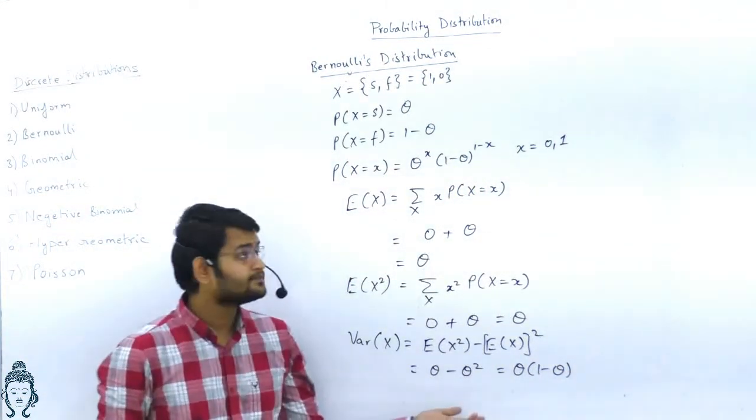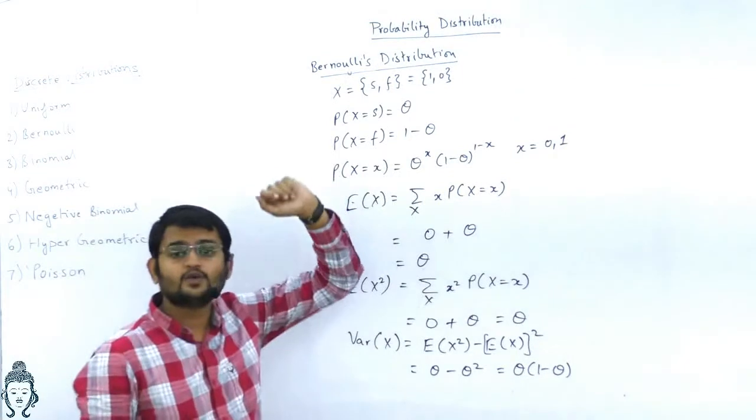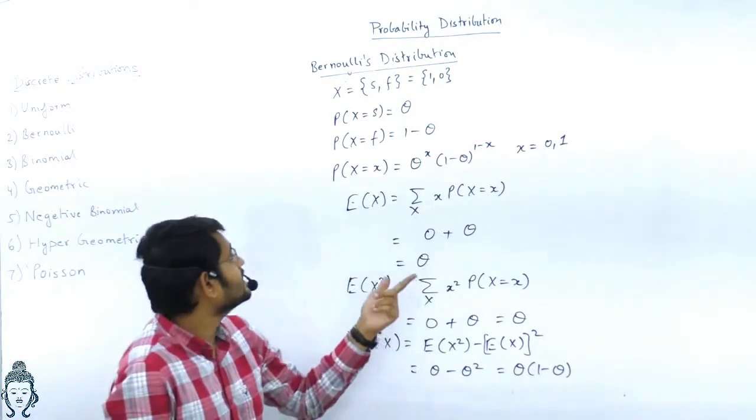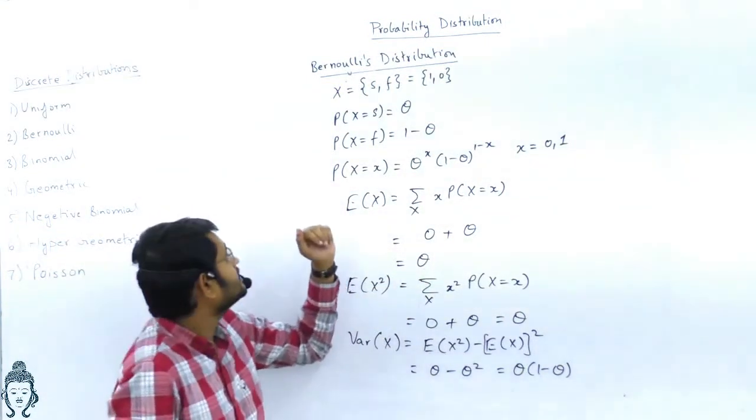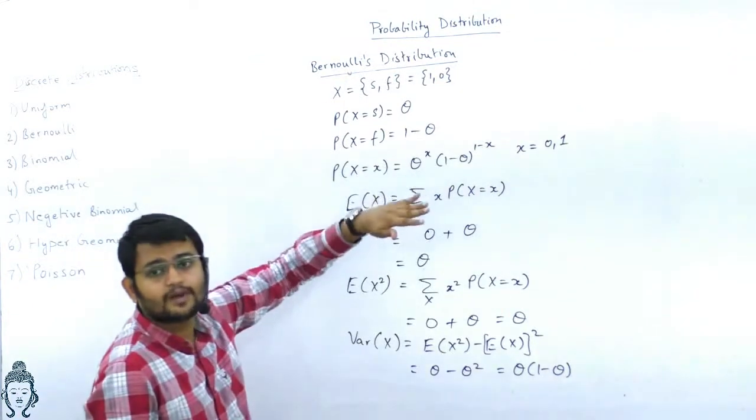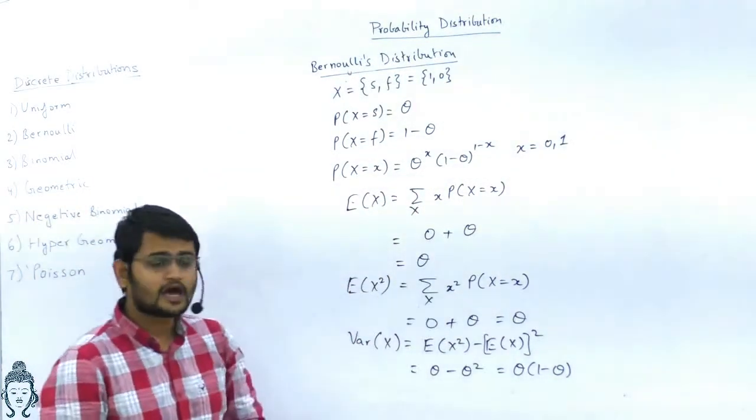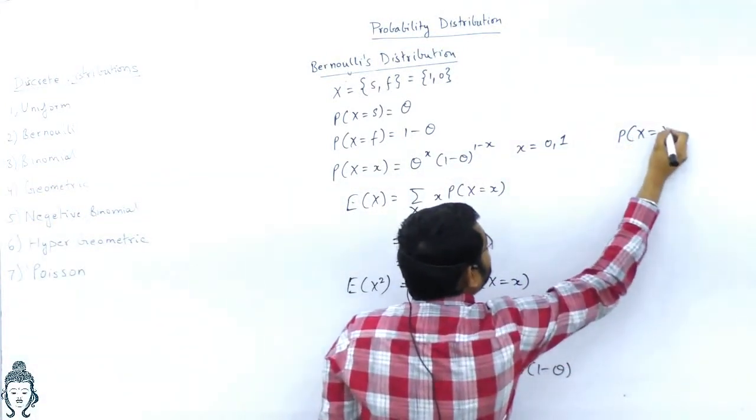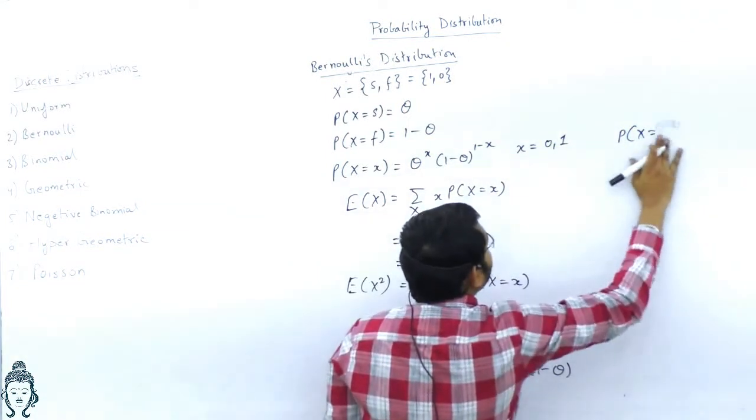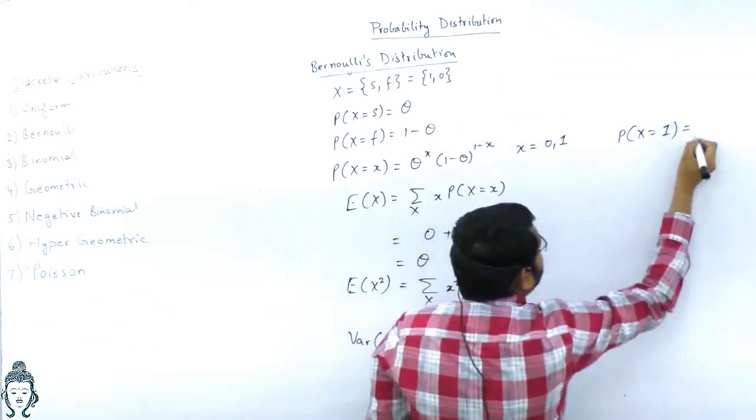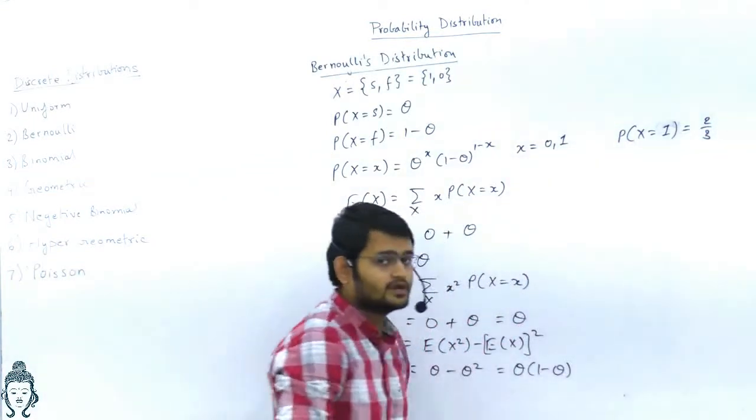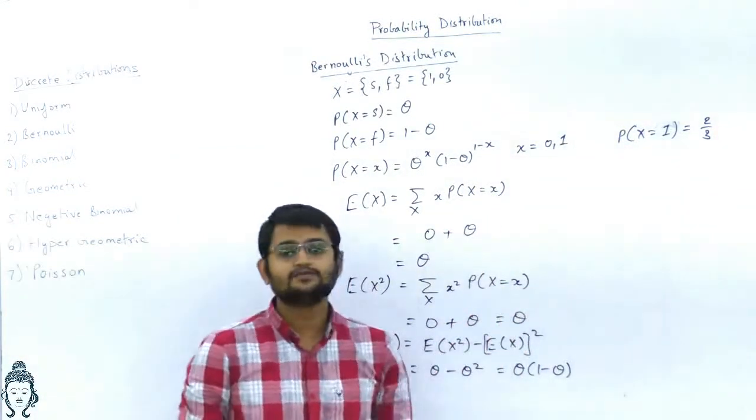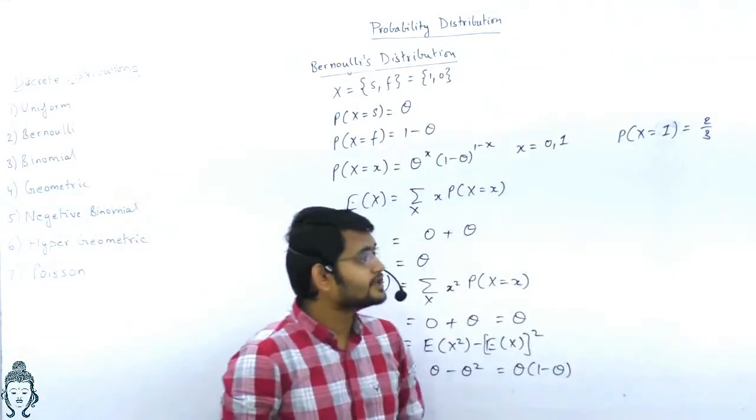Just for an example, a Bernoulli's distribution is similar to a coin toss. Now I have only two possibilities in a coin toss, that is head and tails. I can assume that head is my success. Let's say the probability of getting a head is slightly more than half. Or for an example, I'll take the probability that my x will be a head, or let's say success, I'm just going to write it as 1, is let's say 2 by 3. So out of every 3 tosses, I am getting 2 times heads and only 1 time tails. So the probability of success becomes 2 by 3.